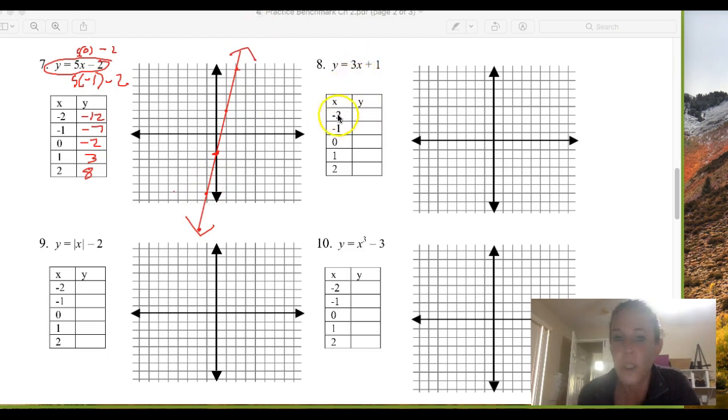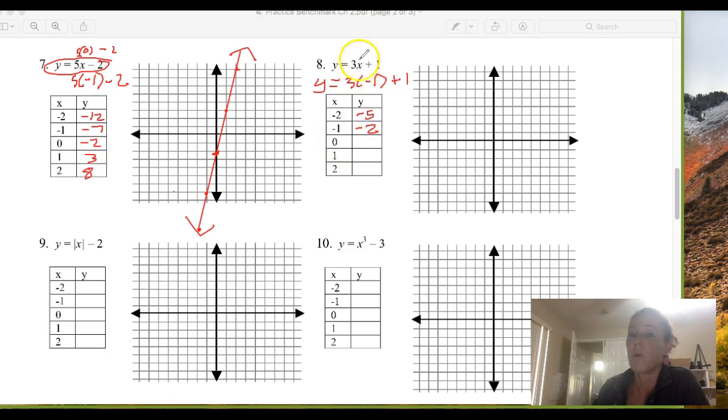Let's go to this one. Just plug it in. I plug in -2 for x. -2 times 3 is -6. -6 plus 1 would be -5. -5. Okay. -1 here. 3 times -1 plus 1 will give me out my y value. Just plug them in. 3 times -1 is -3. -3 plus 1 is -2.